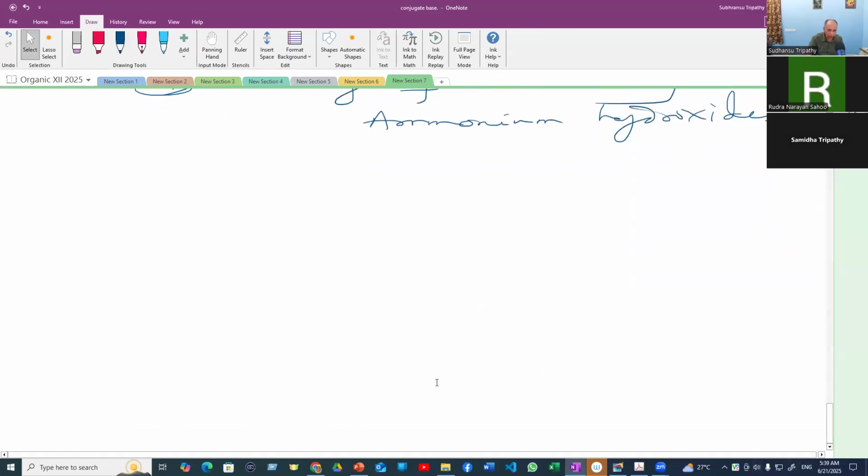Now, how do we get the hydroxides? We do this by the Hoffmann exhaustive methylation process, one of the methods.